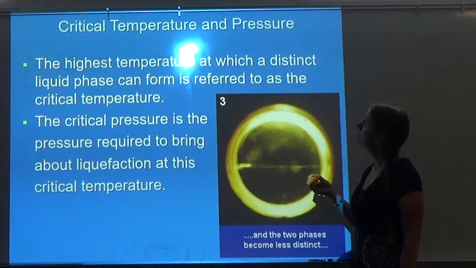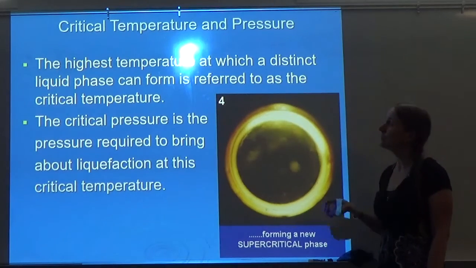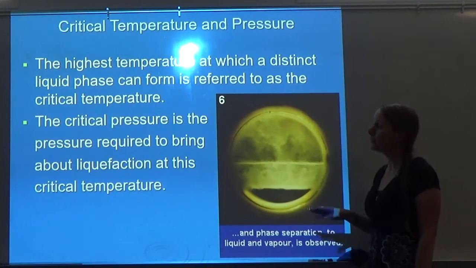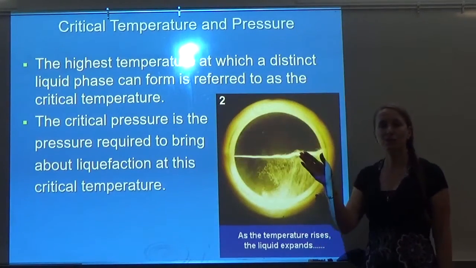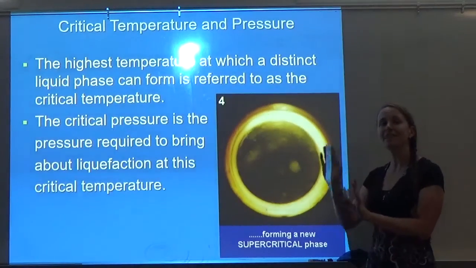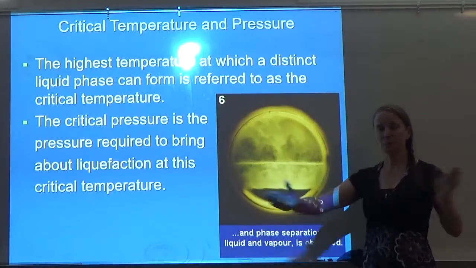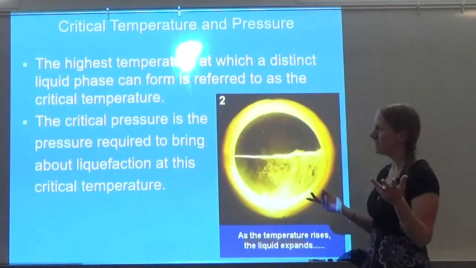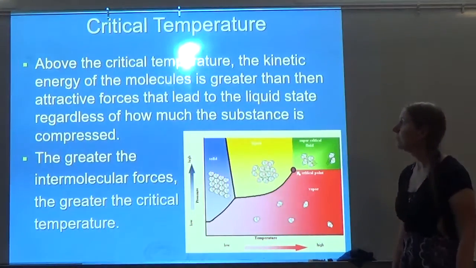The highest temperature at which a distinct liquid phase can form is referred to as the critical temperature. The critical pressure is the pressure required to bring about liquefaction at the critical temperature. So once you get past the critical point, it's hard to distinguish between the liquid phase and the gas phase. Because remember, although we like to make two distinct separations between the two, there is an area where they just kind of become one and the same. All right, so that's what's going on at your critical point.